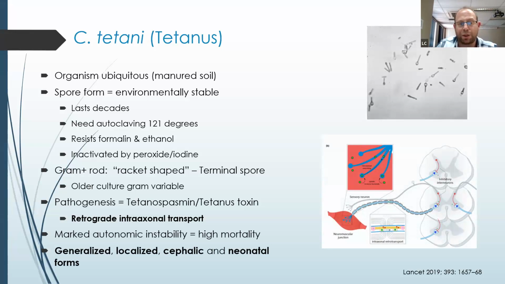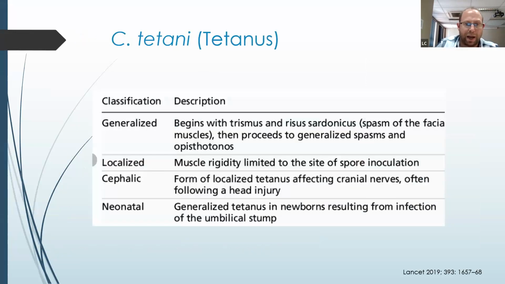There's four forms as well: generalized, localized, cephalic, and neonatal. And the description generalized, I think, as we all know, with early trismus and the risus sardonicus, spasm of the facial muscles with generalized spasms and opisthotonus subsequently. Localized, which is often in smaller inoculums or in partially immunized patients, where they'll have muscle rigidity limited to the site of the spore inoculation. Cephalic, again, is a form of localized tetanus where the inoculation injury is on the head or on the head and neck, or after a head injury. And then neonatal generalized tetanus in newborns, which is usually a result from infection of the umbilical stump.